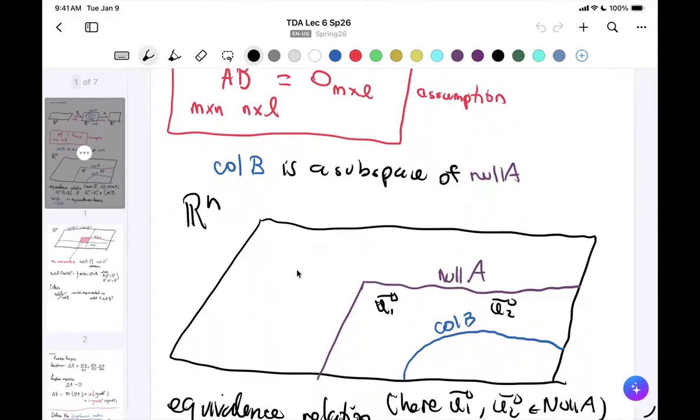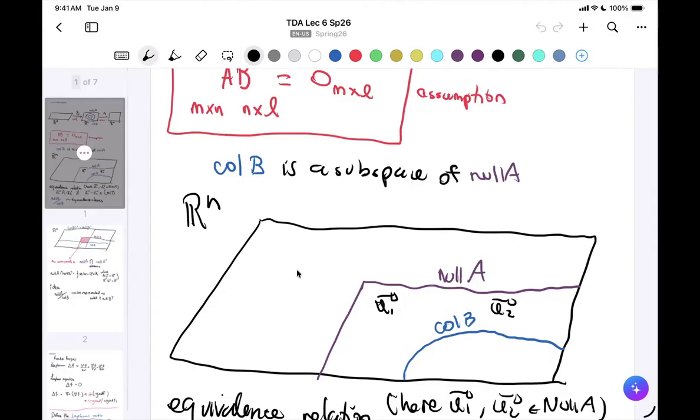Instead of the column space, you can call that the range of B or the image of B. There are many different ways of referring to it, but I'm using the standard terminology from linear algebra so that it's more familiar.